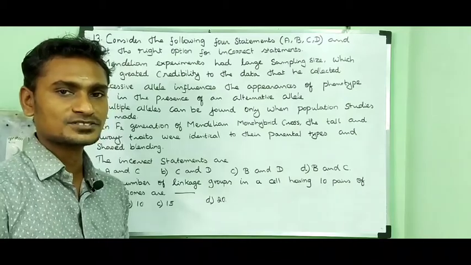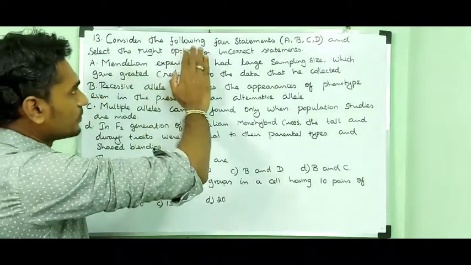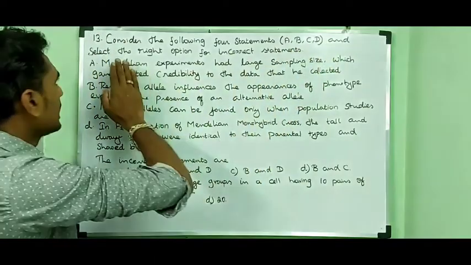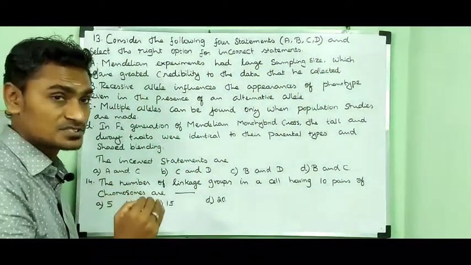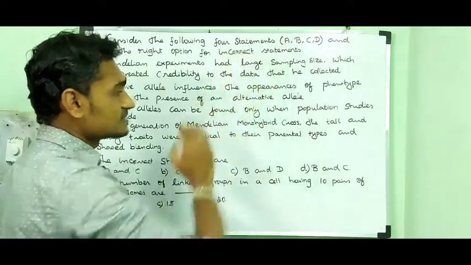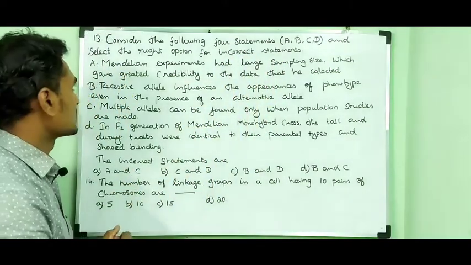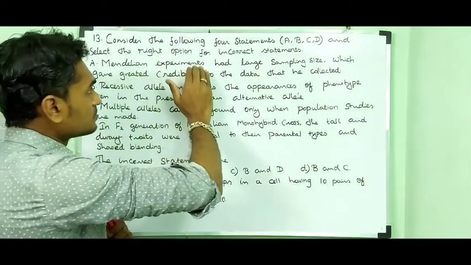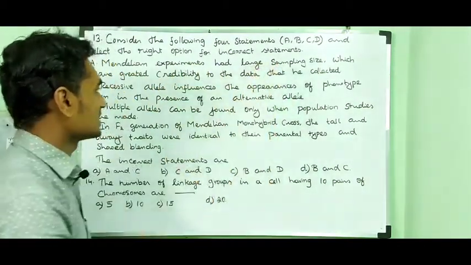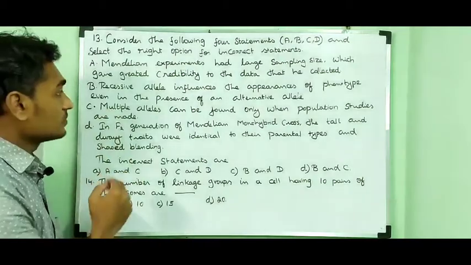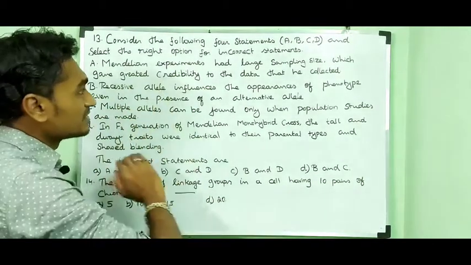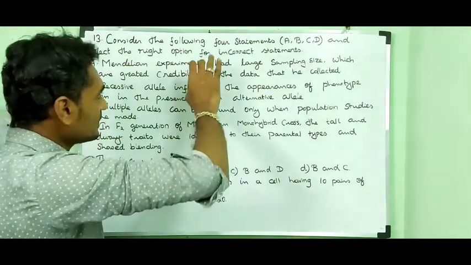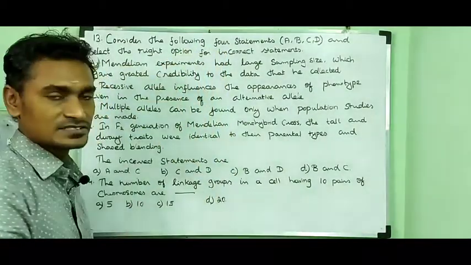The 13th question. Consider the following four statements A, B, C, D and select the right option for the incorrect statement. Statement A: Mendel's experiment had a large sampling size, which gave great credibility to the data that he collected. So it is the correct statement.